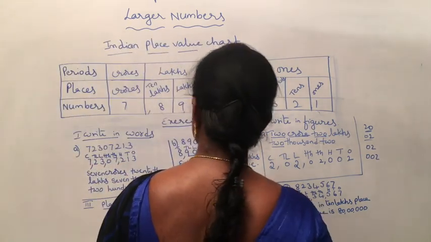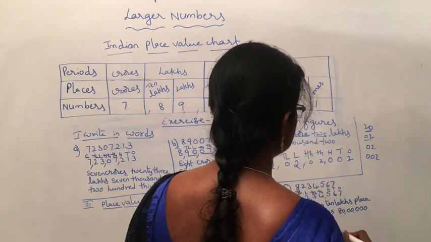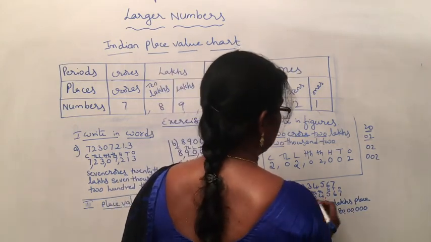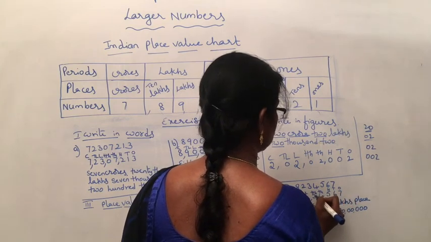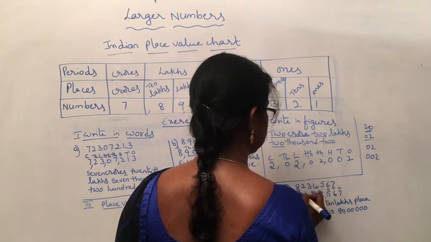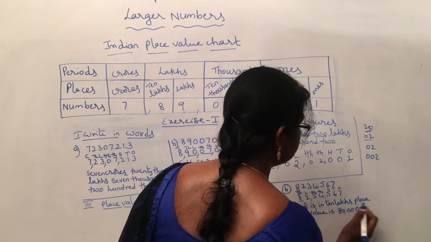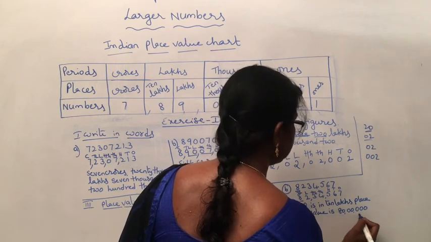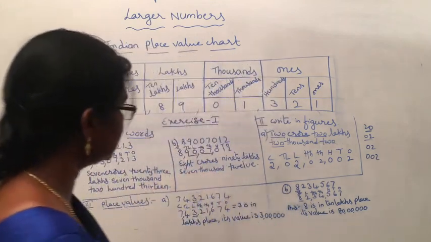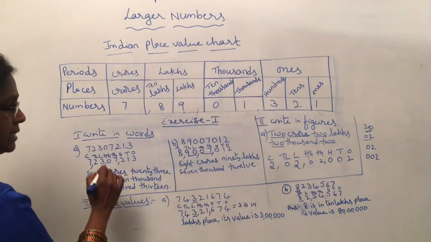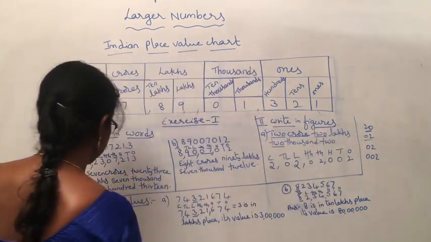Now second question is 8, 2, 3, 4, 5, 6, 7. First we have to write each digit's place value. 7 comes under ones, 6 tens, 5 hundreds, 4 thousands, 3 10,000s, 2 lakhs, 8 10 lakhs. Then how to write the answer? Now 8 is in which place? 10 lakhs place. Its value is 80 lakhs, means 8 into 10 lakhs, 80 lakhs. In this exercise we learnt write in words, second bit write in figures, third bit place values.